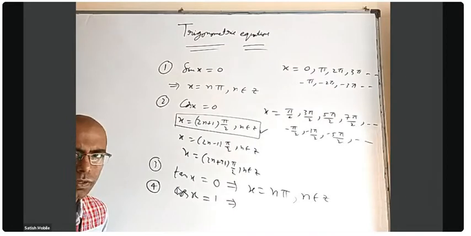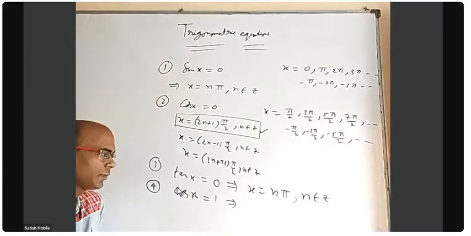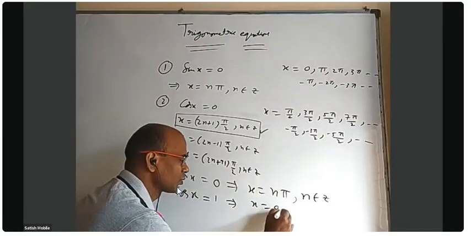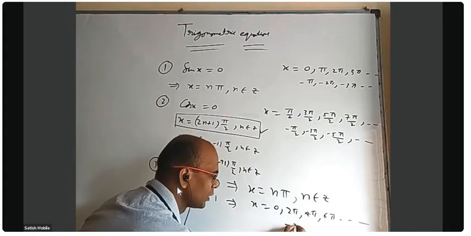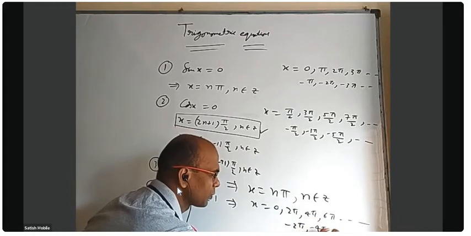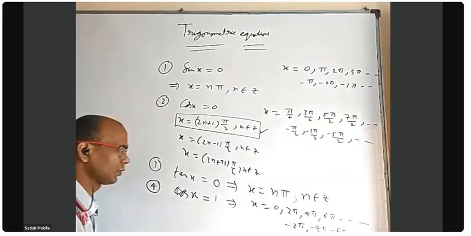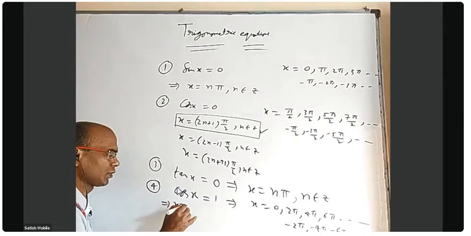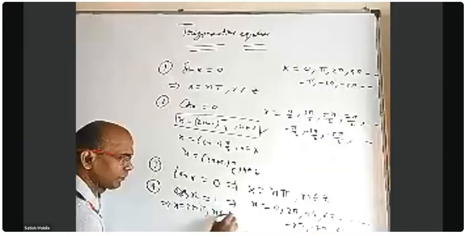So 0 okay, 2 pi okay. What else? 4 pi, minus 4 pi, 4 pi, 6 pi, so on. So general solution is a multiple of 2 pi. So x is equal to 0, 2 pi, 4 pi, 6 pi, so on. Minus 2 pi, minus 4 pi, minus 6 pi, so on. So this general solution is x is equal to 2n pi, where n belongs to z.